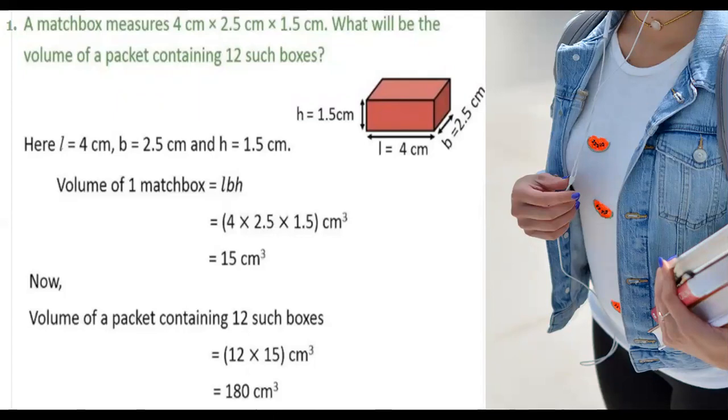So it is 12 into volume of one box, and volume of one box is length into breadth into height, and by substituting these values of length, breadth and height, we get 15 centimeter cube. Now volume of 12 matchboxes is 12 into 15 centimeter cube, that is 180 centimeter cube.